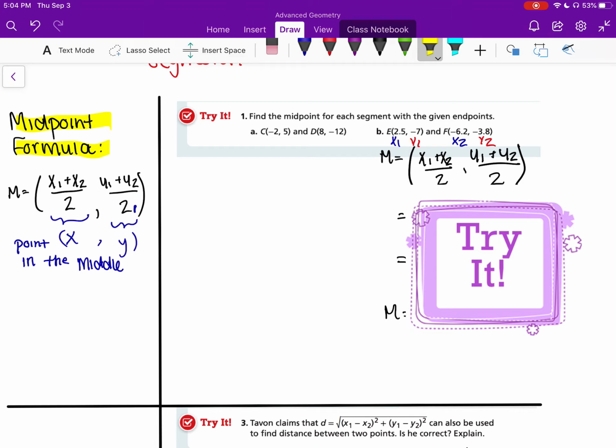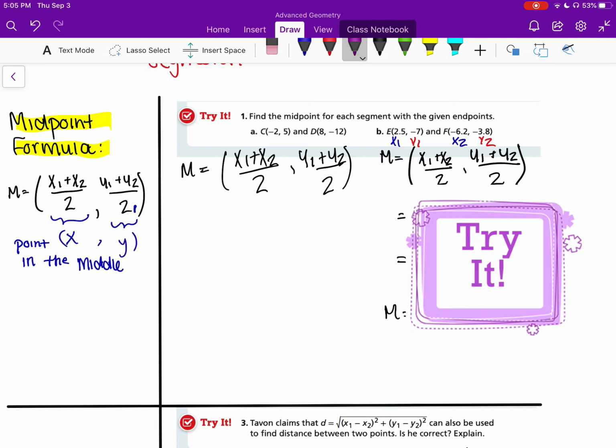So example 1a tells us that we want to find the midpoint between point C, which is located at -2, 5, and point D, which is located at 8, -12. The first thing we are always going to do is write down our formula because we do not want to mess anything up. So x1 plus x2 over 2, y1 plus y2 over 2. So we're adding up the x coordinates dividing by 2, adding up the y coordinates dividing by 2.